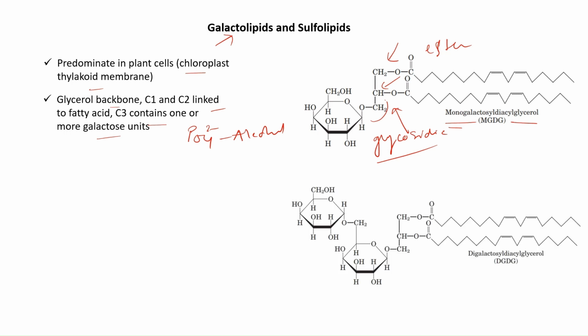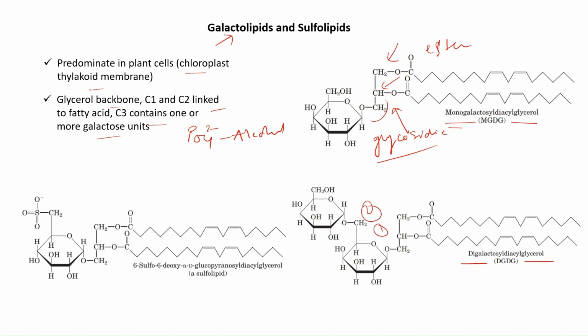This is another example of a galactolipid, digalactosyl diacylglycerol. Again, everything is the same, but here two galactose molecules are present. Here the rest is all the same, but with the galactose, a sulfate is present. So this is an example of a sulfolipid.